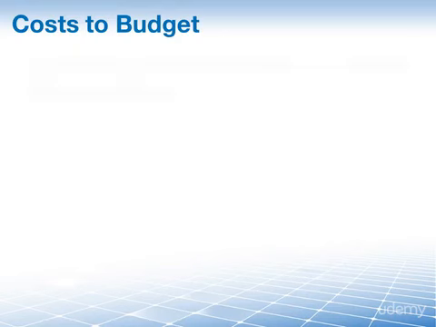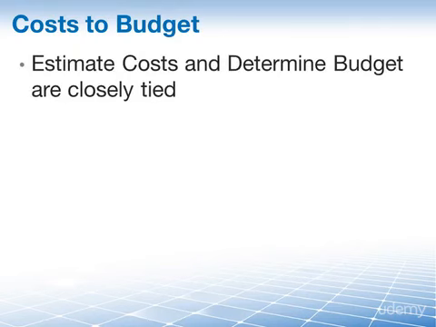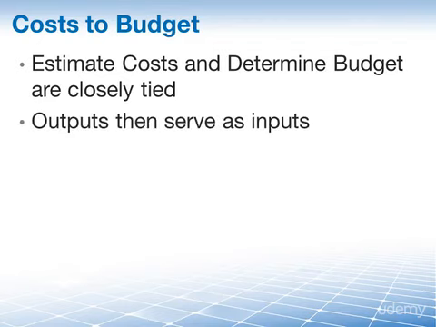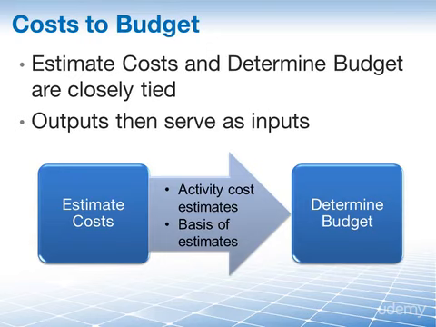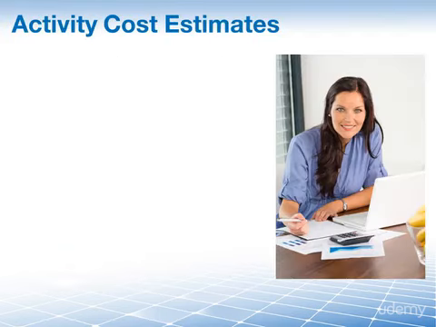We already mentioned that the estimate costs and determine budget processes are very closely tied. As such, the outputs from the estimate cost process then serve as inputs to the determine budget process. The estimate cost process produces activity cost estimates and bases of estimates, and these very same activity cost estimates and bases of estimates then serve as inputs to determine budget. So in the next set of slides we'll focus on these two inputs to the determine budget process. Let's tackle the activity cost estimates first.